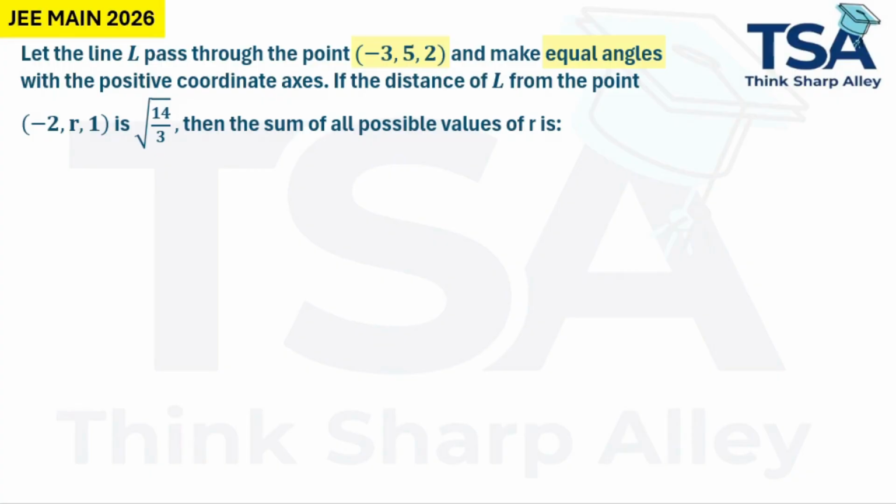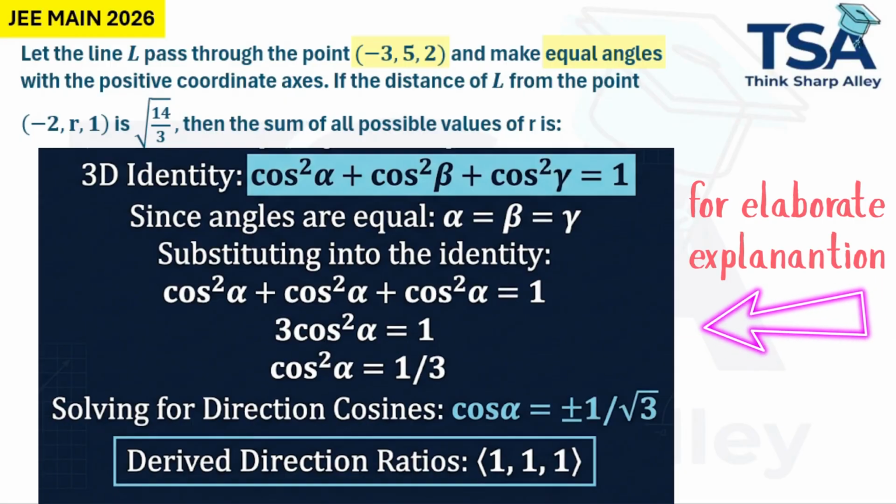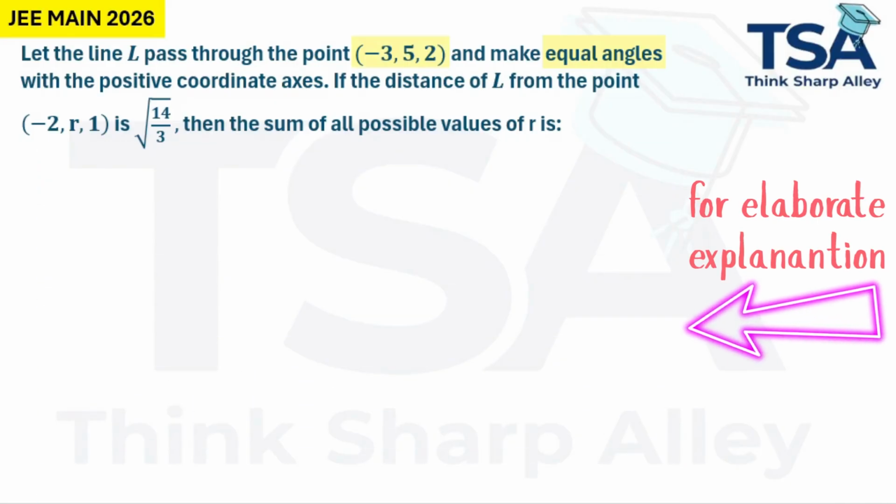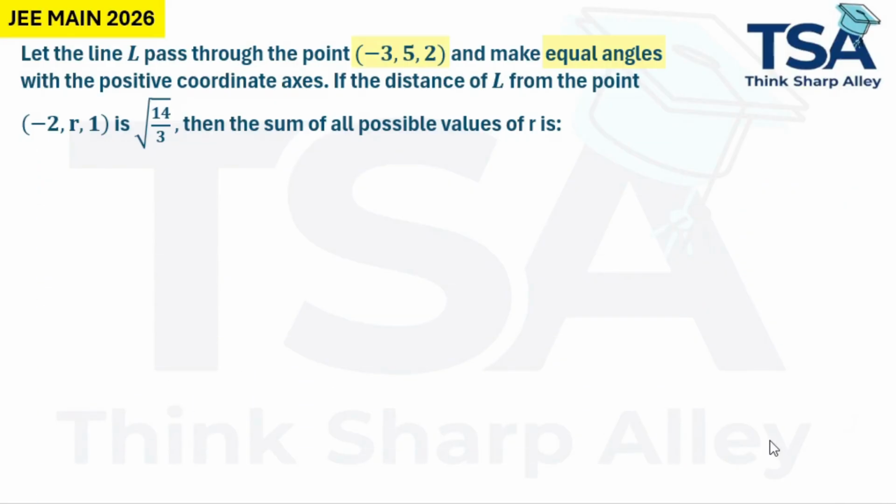Don't waste your time. If a line makes equal angles, its direction cosines are identical. Because direction ratios are simply any three numbers proportional to those cosines, equal angles automatically mean equal direction ratios. So we can instantly write down our line's direction vector as the simplest integers possible. Let's represent the direction vector by b = (1, 1, 1), where L is our line.